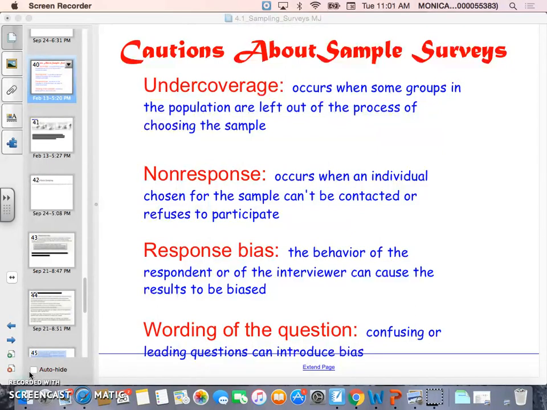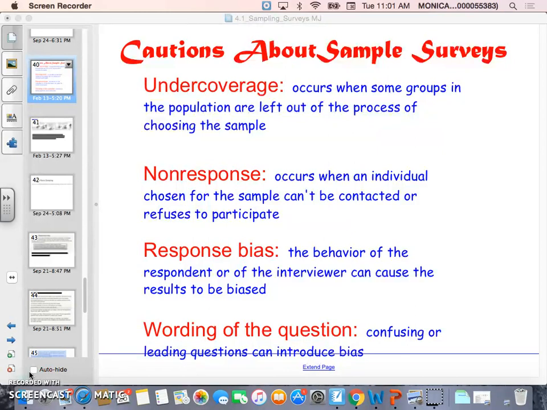And then you also want to be careful in how you word the question. It could be really confusing for the person you're surveying, or you could ask leading questions that can cause bias. So for example, if you ask, do you watch cartoons? That's a simple yes or no answer, right? But if you add the word still, do you still watch cartoons? Now you've kind of implied that, wait a minute, I'm too old to watch cartoons, so maybe I should say no. And so you're going to get skewed results.